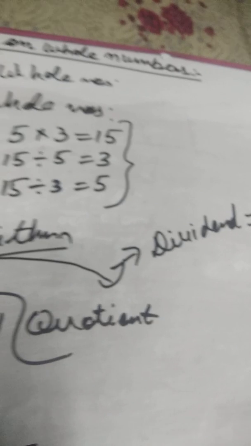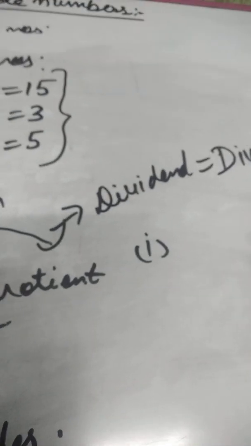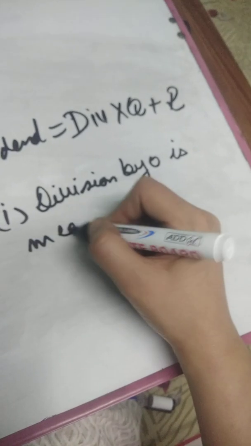Next, some important results we know very well. First part, division by 0 is not possible, it's meaningless, it's not defined. Division by 0 means we cannot have 0 in the denominator. Division by 0 is meaningless.